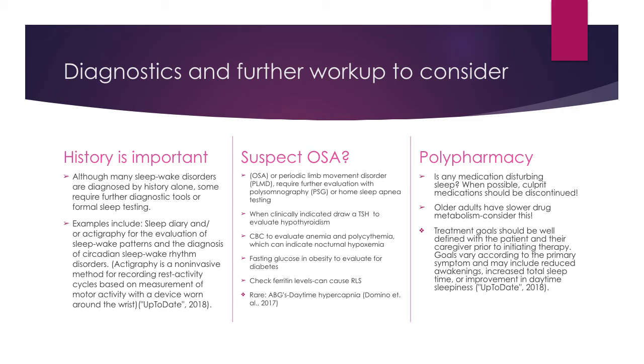We also need to check a fasting glucose in obese patients to evaluate for diabetes, and we can also check ferritin levels if they are having reports of restless leg syndrome at night. Rarely, we need to do ABGs to check for daytime hypercapnia.